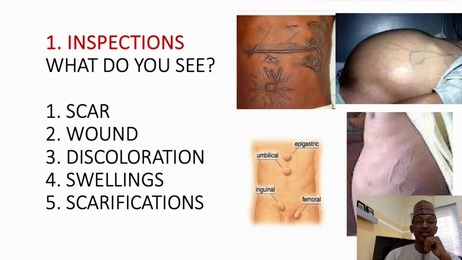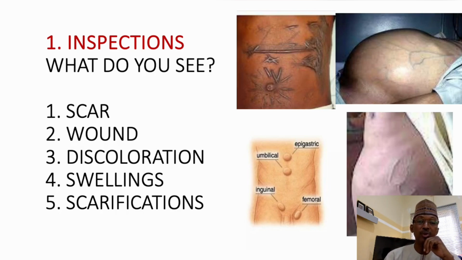Apart from seeing scarification marks mainly for identification, other scars may be as a result of surgery or trauma that has happened, affecting the anterior abdominal wall. So one may see a scar just by inspecting the abdomen, and again, a wound, either fresh or old, can also be seen on the abdomen when you are inspecting the anterior abdominal wall.